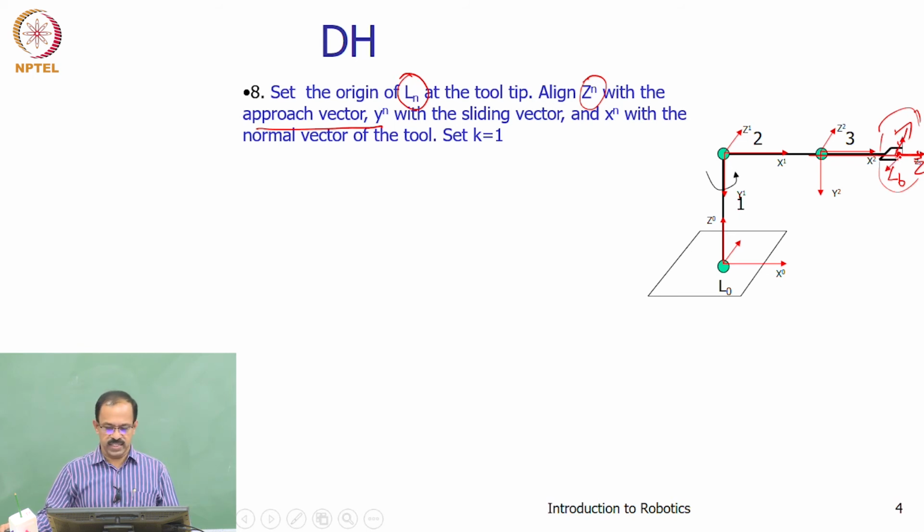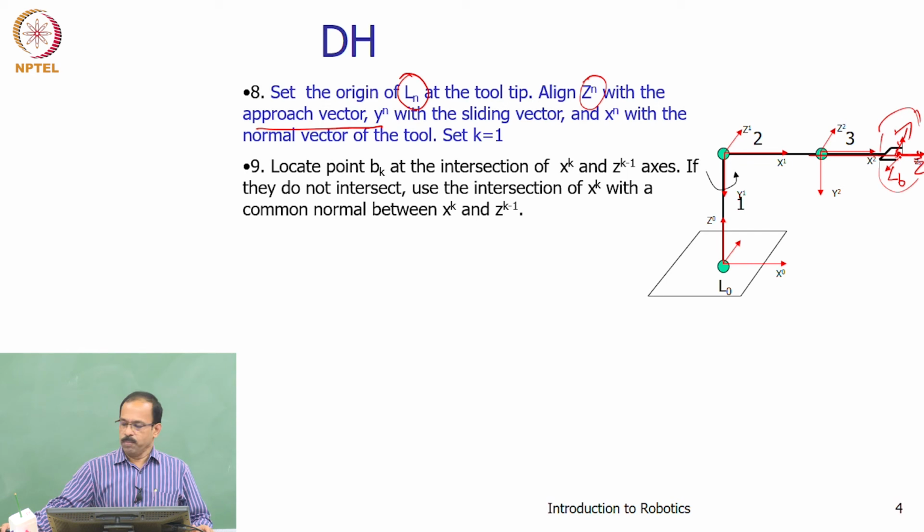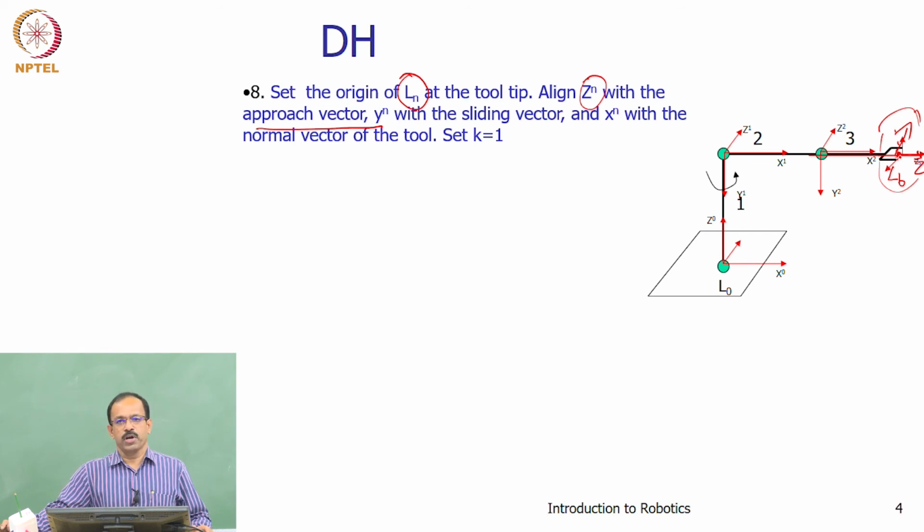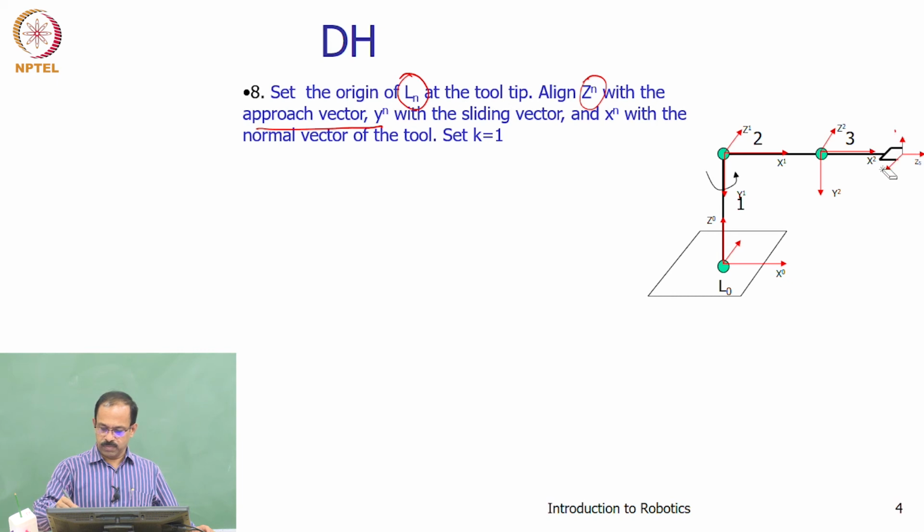So finally, you will get all the coordinate frames assigned like this. That is the first step in getting the DH formulation for the forward relationship.